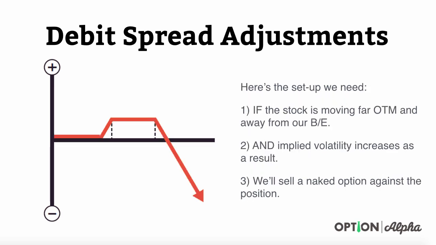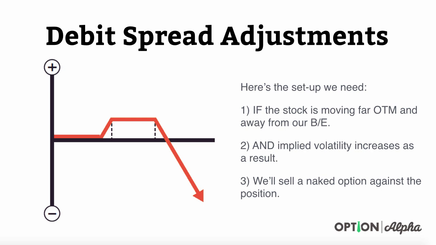So here's the setup that we need to make this kind of special adjustment to a debit spread. First, we want to make sure that the stock is moving far out of the money and away from our break-even points. Basically, we want to make sure that the stock is far enough out of the money and the trade is losing money to the point at which an adjustment is worthy, right? I mean, these are low probability trades. We're going to do them in a low position size, so we're not risking a lot of money to begin with. So it's really got to be a trade that's gone completely against us or very far against us.